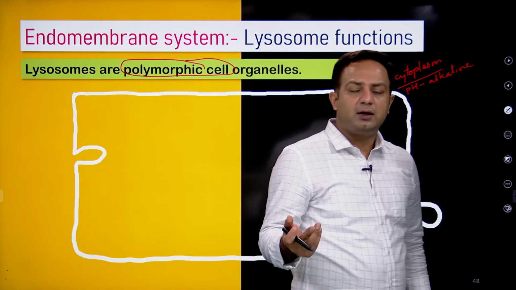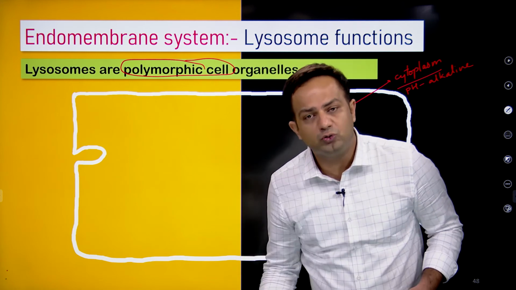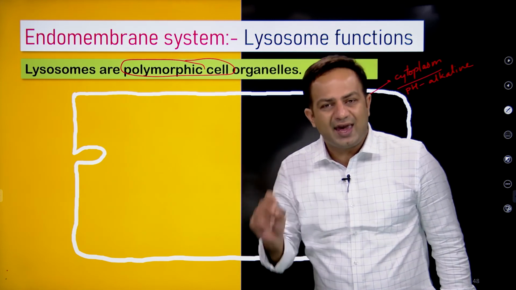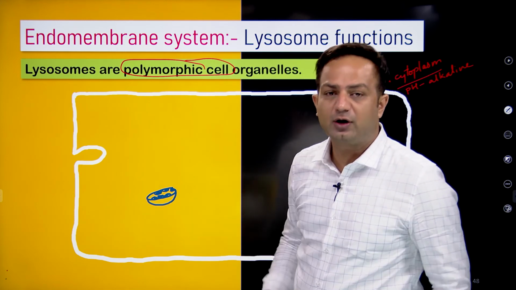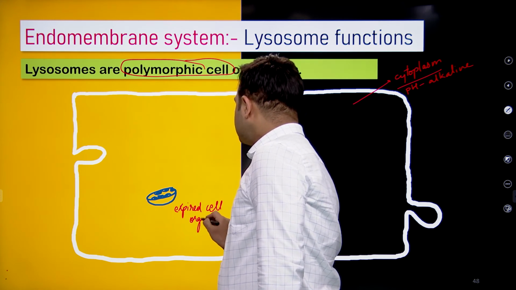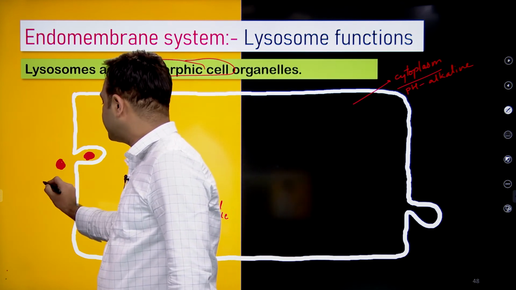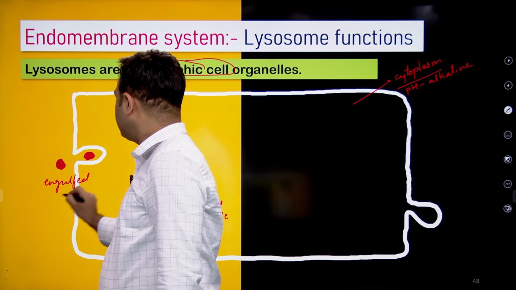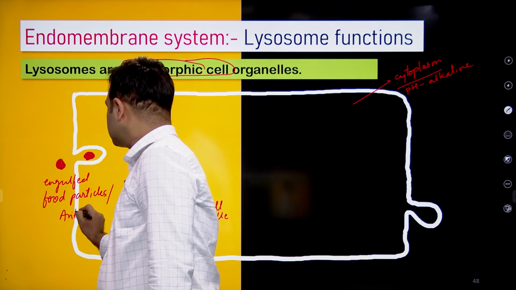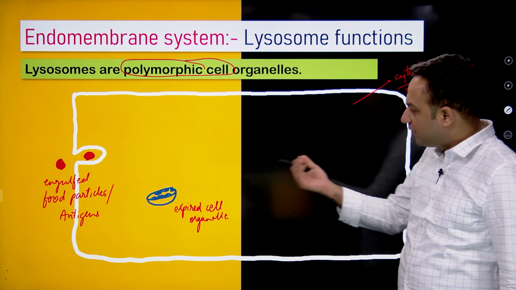Then why are lysosomes there? It is because if the material is not getting broken down in the cytoplasm, we are going to send this material to the structure called the lysosome. Whether it is an expired cell organelle, meaning its function is over, its turnover number is over, or a particle engulfed from outside, engulfed food particles, or certain antigens or allergens which invaded the cell.